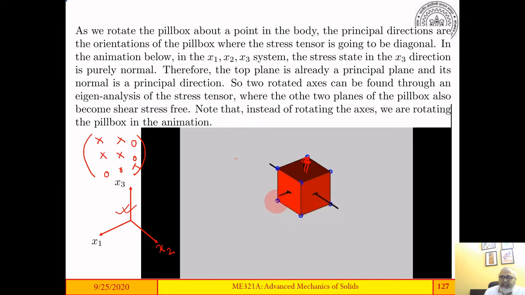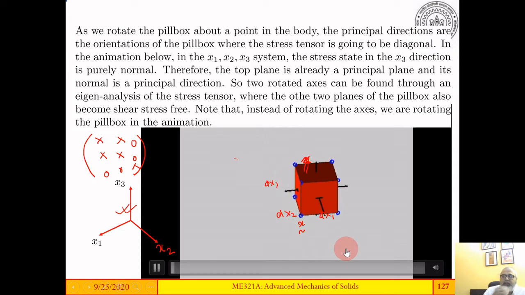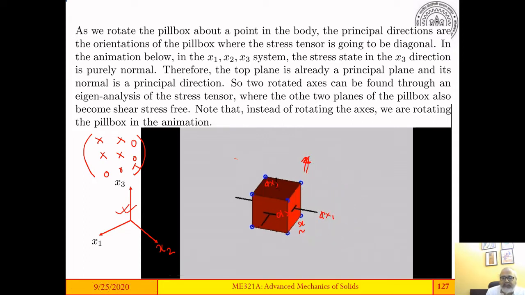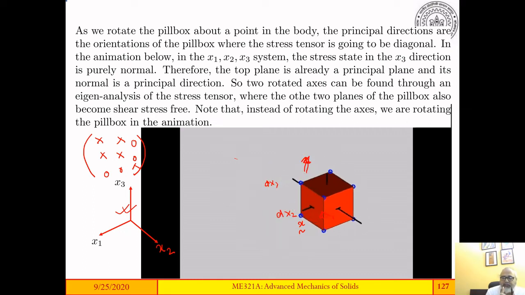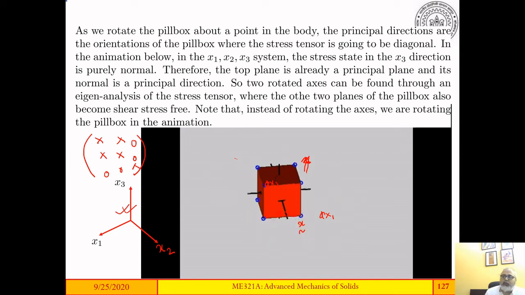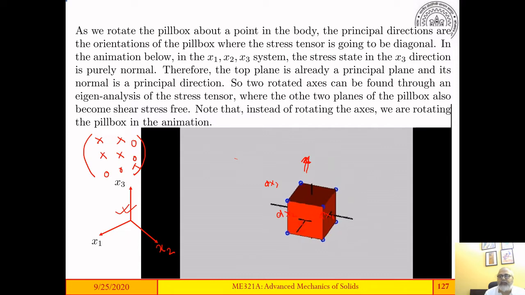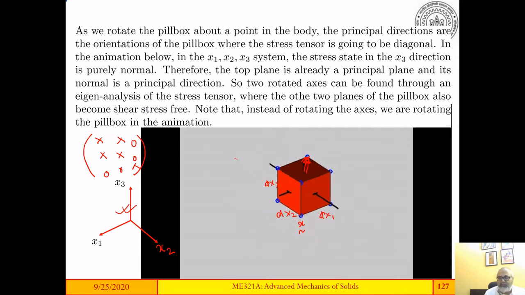But the other two planes, the first and the second plane, have both shear and normal. And you will see that as it rotates, so this point is your x, this is, let's say, dx1, this is dx2, this is dx3. And you will see that as this rotates, which is equivalent to rotating this coordinate system, the shear stresses shrink and expand, and the normal stresses also shrink and expand, and there are a few angles of rotation at which the shear stresses completely vanish. If you see it again, you'll see now it vanishes again, and as it rotates, it will keep on vanishing at certain specific angles. Those are the angles which are the principal directions for the plane on which the shear stress vanishes. So those are the principal directions of the plane.